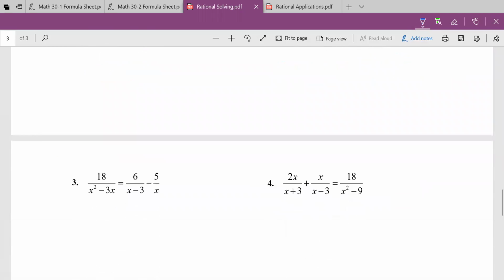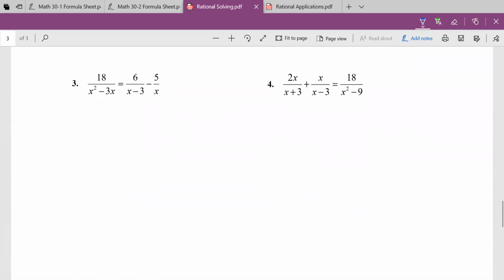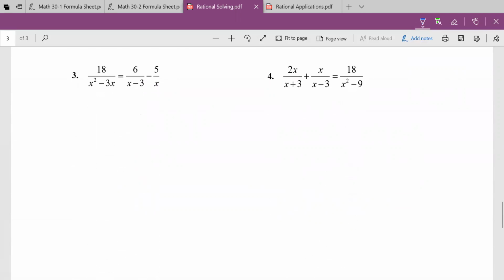Let's do 2 more. Okay, now we're starting to look a little beefier, right? These are starting to look a little more intense. Okay, number 3 and number 4. Number 3, step 1, factor. Yes, I see something that I can factor. This one has a GCF of x.